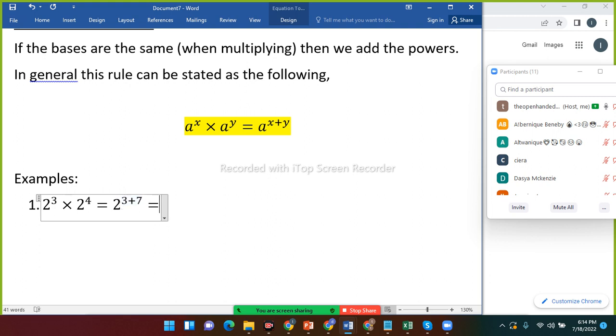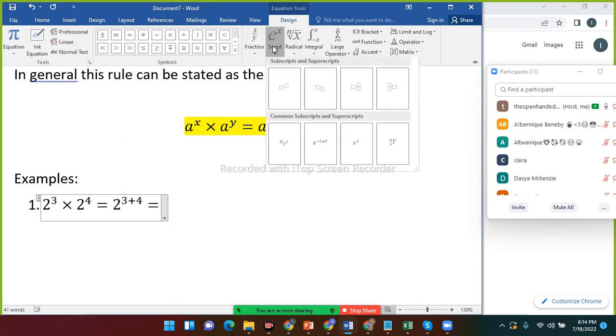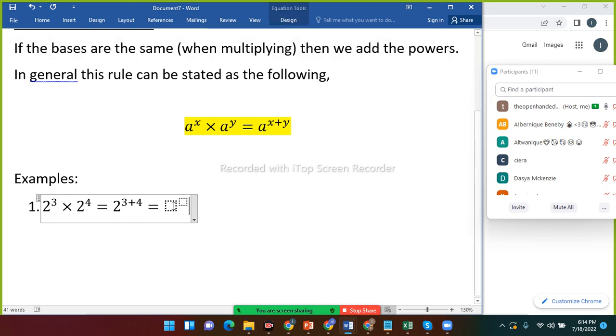And Altonic, what is 3 plus 4? Sorry, I gotta give the answer. What is 3 plus 4? Say it again. 3 plus 4 is what? 7. Excellent. So 3 plus 4 is 7. So if we have 2 to the third power times 2 to the fourth power, that's going to be 2 to the power of 7.